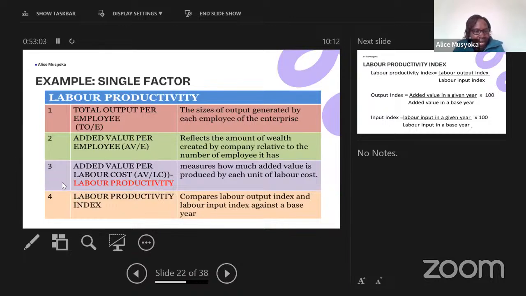Okay, number 3, we can look at labor productivity by looking at added value per labor cost. That is labor productivity, which measures how much added value is produced by each unit of labor cost. Then we can look at labor productivity index, which compares labor output index and labor input index against a base year. Base year is where we were talking about baseline, the year when you are starting, where you were.